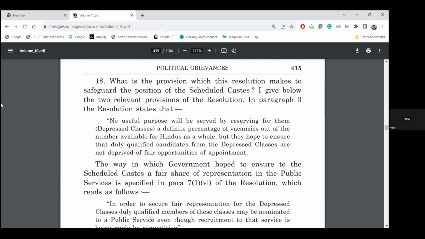Point number 18. What is the provision which this resolution makes to safeguard the position of the scheduled caste? I give below the two relevant provisions of the resolution. In paragraph 3, the resolution states that no useful purpose will be served by reserving for them, the depressed classes, a definite percentage of vacancies out of the number available for Hindus as a whole. But they hope to ensure that duly qualified candidates from the depressed classes are not deprived of fair opportunities of appointment. The way in which government hope to ensure to the scheduled caste a fair share of representation in the public services is specified in para 716 of the resolution, which reads as follows.